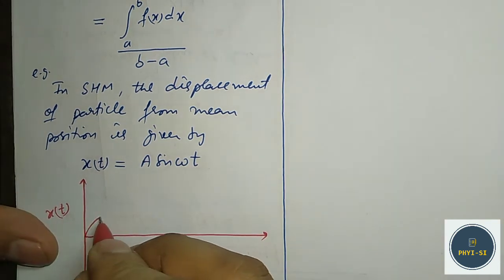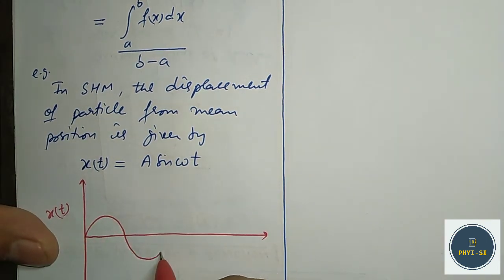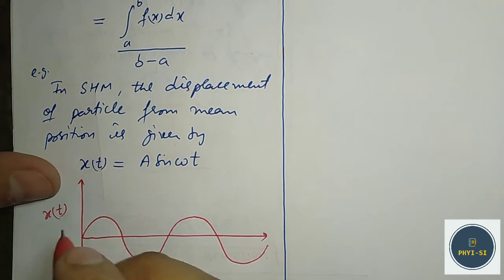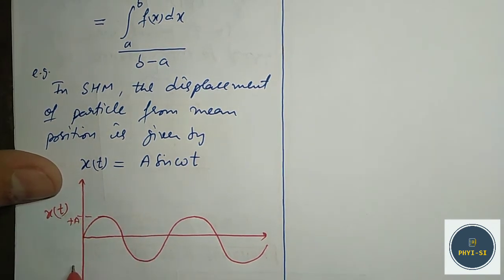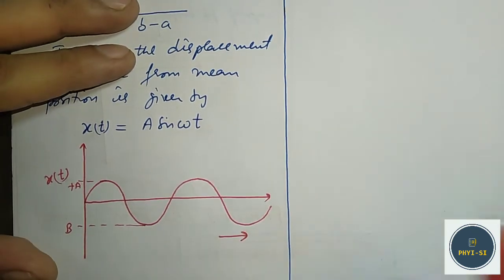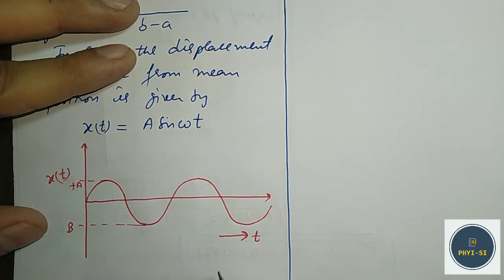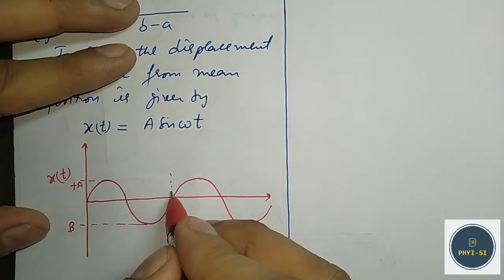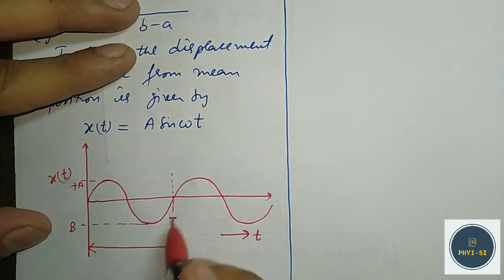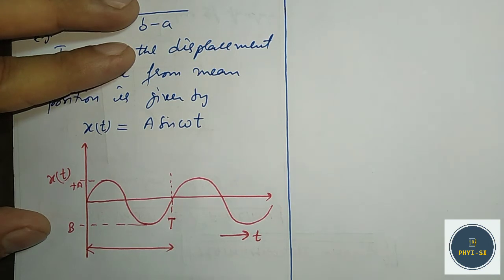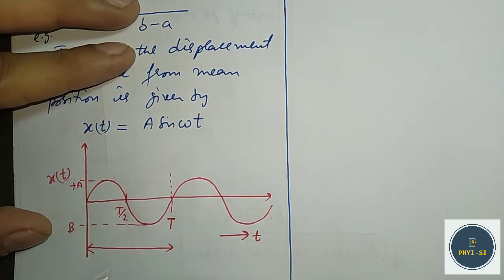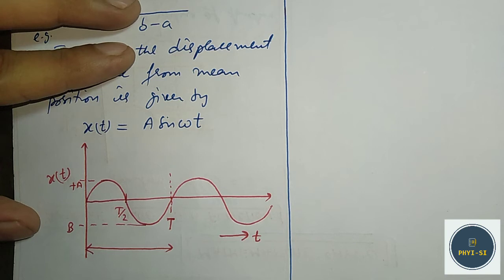So the displacement has this type of graph. This is a and this is b, and this is time. From here to here we have T, and this is one time period. This is half time period. What is time period? The time to complete one oscillation.